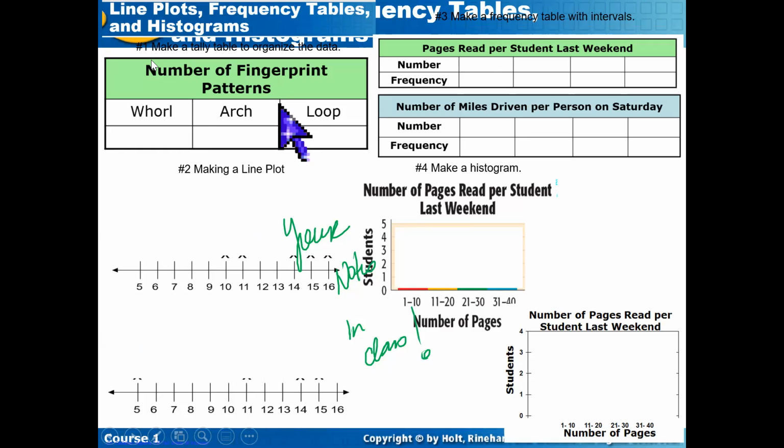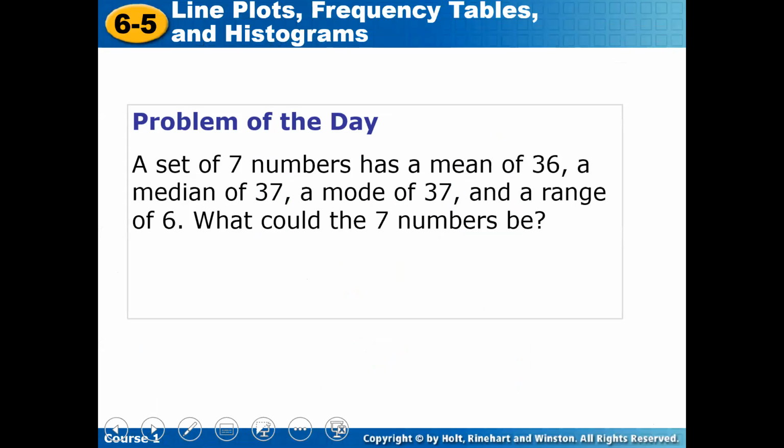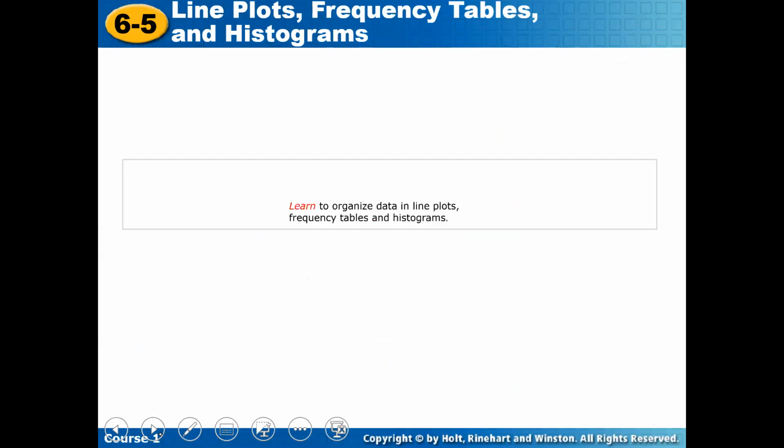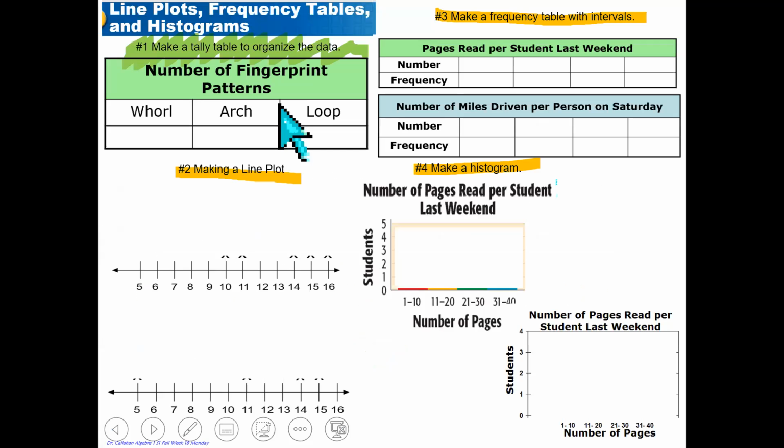This is your guided notes. So this says the number of fingerprints and patterns with whorls, arches, and loops. Those are the different types of patterns on your finger. So we're going to go ahead and get started with that.